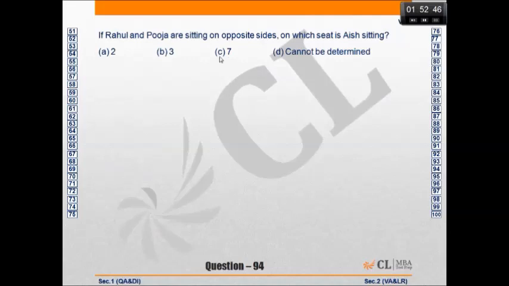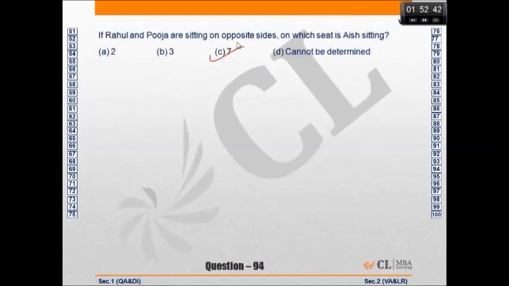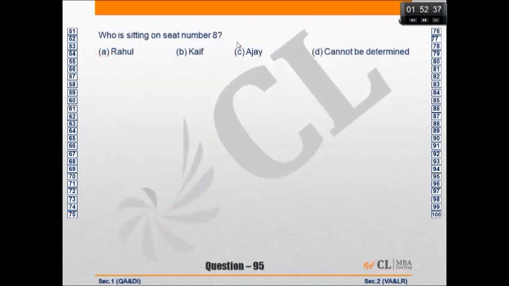Ash will be 7. On which, who is sitting on number 8? Number 8 is either Rahul or Kev. It can be either Rahul or Kev. So the answer has to be cannot be determined.